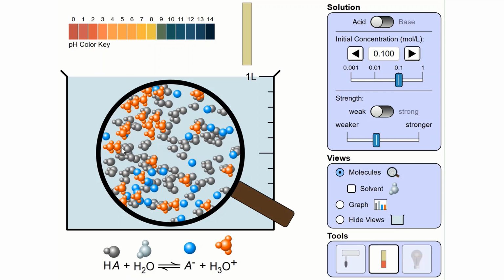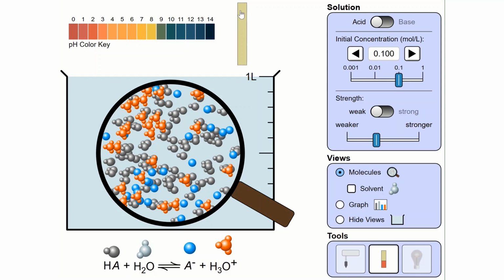What we have here is a dark grey molecule which represents the undissociated acid, a red molecule which represents the hydrogen ion, and a blue molecule which represents the dissociated negative ion. What we can see from this image is that most of the molecules are undissociated, the undissociated weak acid. This, by the way, is a weak acid of 0.1 molar concentration.